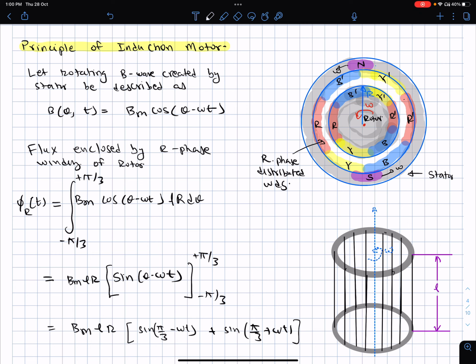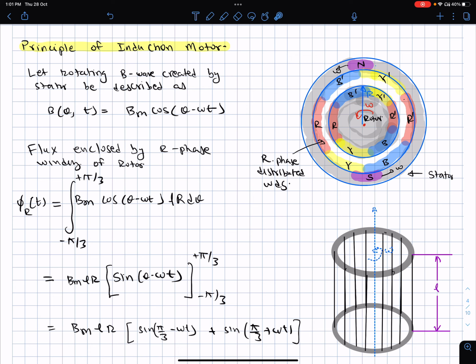So let us have a look at this picture here which I have drawn. I have a stator and I have a rotor. On the stator I have three phase windings shown as RR dash, YY dash and BB dash. Similarly, replicating them on the rotor, I also have RR dash winding, YY dash winding, BB dash winding. The number of turns, let's say on the stator could be N1 per phase and on the rotor could be N2 per phase, need not be the same.